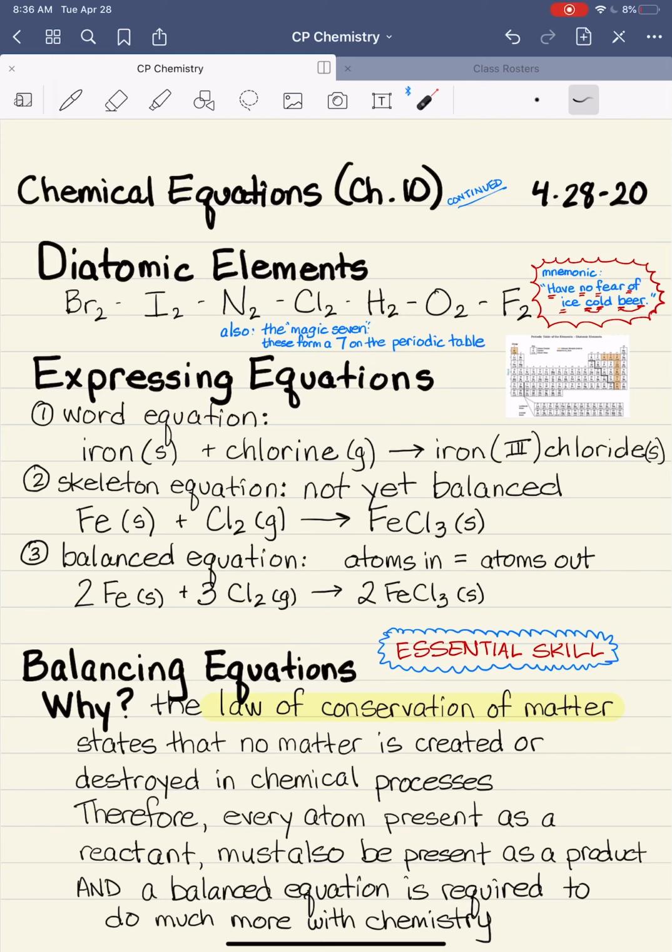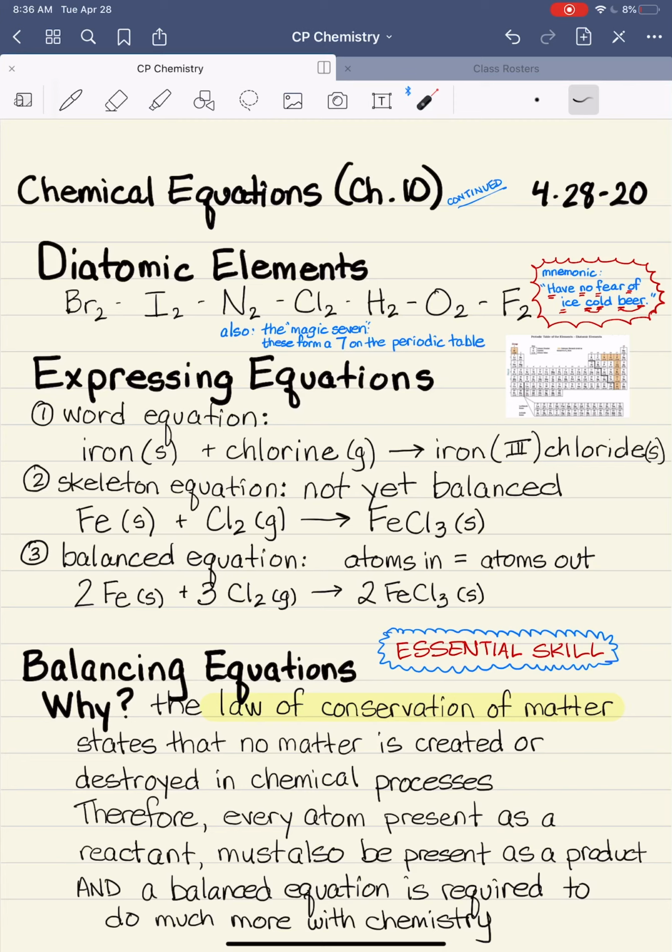But in order to use that, we need to balance it. And to balance it, we have to have all the atoms on this side of the equation be the same as all the atoms on this side of the equation. The atoms in have to equal the atoms out. Now, the only thing that we get to do is change these coefficients. We do not get to change any chemical formulas. Okay, so let's get into balancing equations.